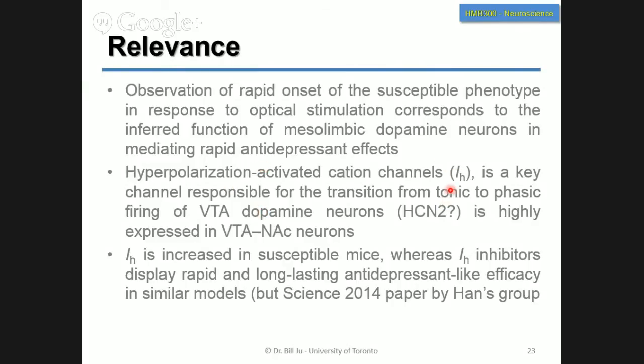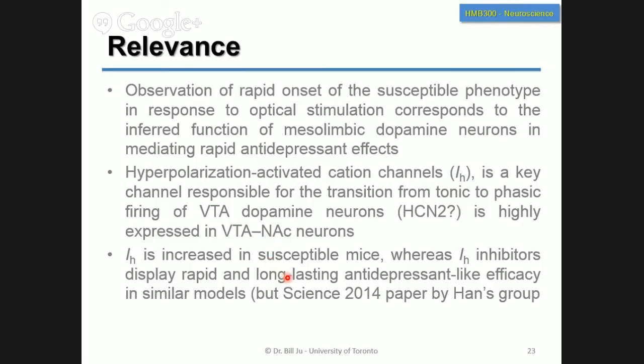This IH current, or this hyperpolarization-activated current, is really key to this whole process. Why do we see an increase in the firing rate between the VTA and nucleus accumbens? Why do we see this transition from tonic to phasic? It's believed to be this IH current that allows this switch and transition to occur, and it might involve things like HCN2, which is a channel protein that's believed to mediate this IH current. This HCN2, by the way, is highly expressed in the VTA to nucleus accumbens pathway. And so it makes sense that you're able to switch, turn on or turn off this IH current relatively quickly.